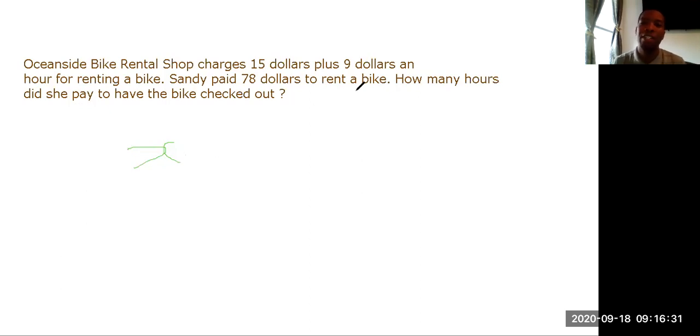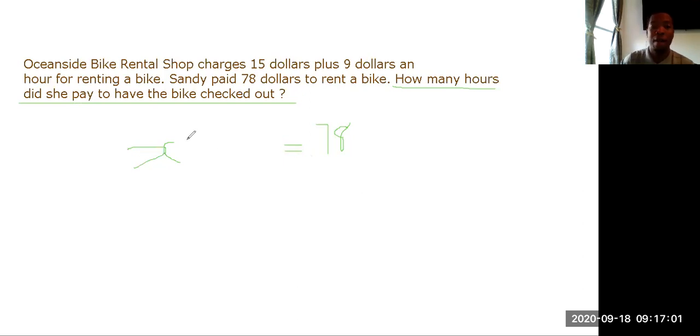It says how many hours. So we know that our variable represents how many hours she has to pay. How many hours did she have the bike? That's what our variable represents. Now I need to put in the other numbers. She paid $78 total. So I know that her total is going to equal $78, and I'm going to put that in. Her total equals 78. They said it, not me.